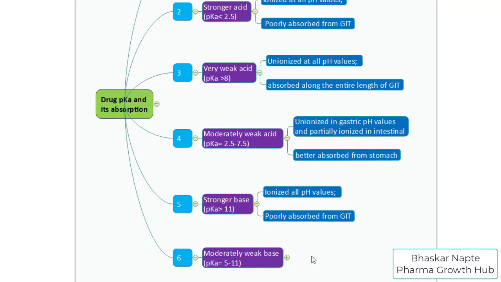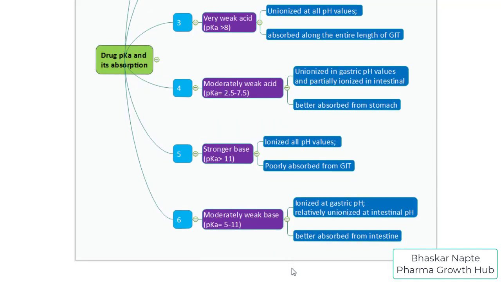The last one is the moderately weak base with a pKa value between 5 and 11. This compound will be ionized at gastric pH. Relatively, it will be unionized at the intestinal pH. So this compound will get better absorbed from the intestinal fluid.